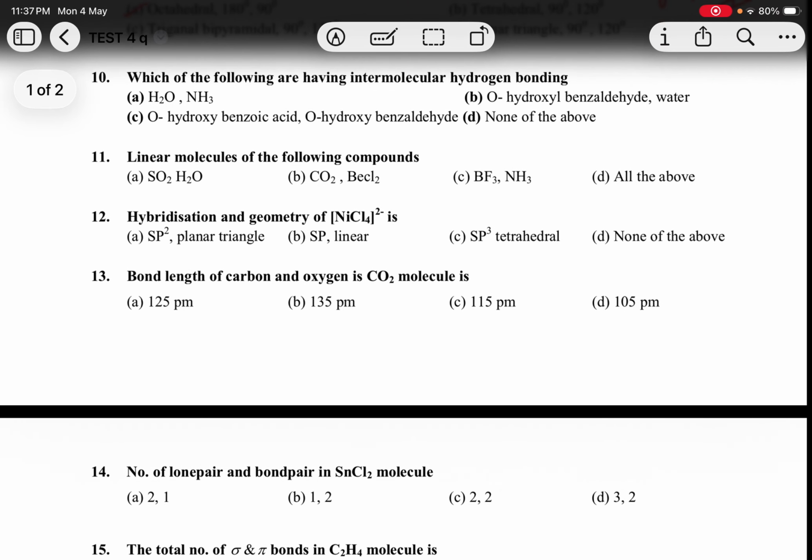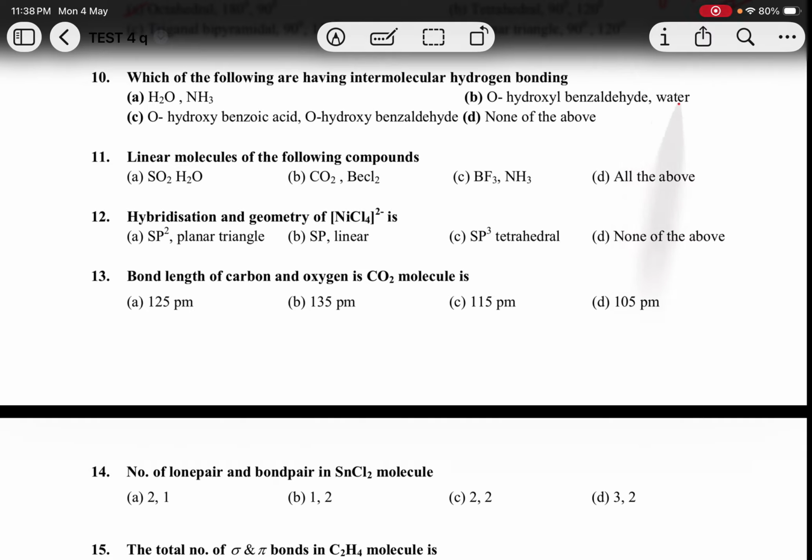10th one, which of the following are having intermolecular hydrogen bonding? Intermolecular hydrogen bonding means the bond present between the two molecules of same or different substances. H2O undergoes intermolecular hydrogen bonding. NH3 also undergoes intermolecular hydrogen bonding. B, orthohydroxybenzaldehyde, is an example for intramolecular hydrogen bonding.